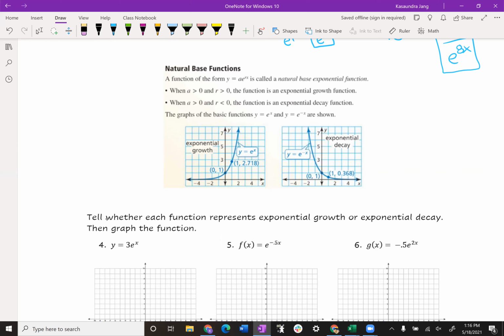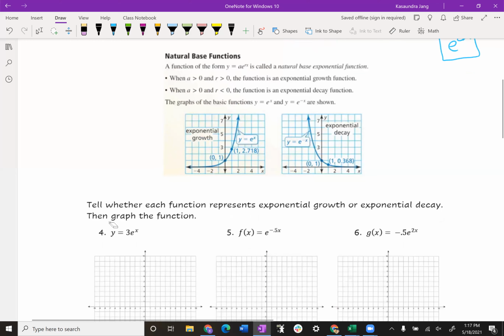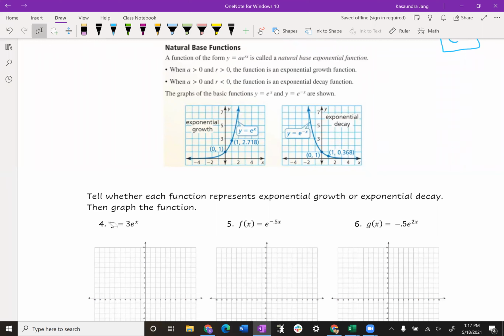Okay, so if e to the positive x, r is greater than 0. E to the positive x is this guy, exponential growth. My e to the negative x, so my r is less than 0, it's a negative. That's my exponential decay, so it goes down, decreases. Okay, so let's see if we can apply that to some numbers, not all letters.